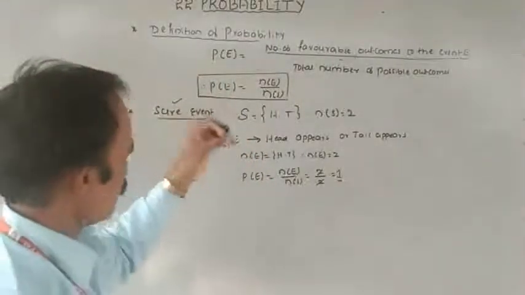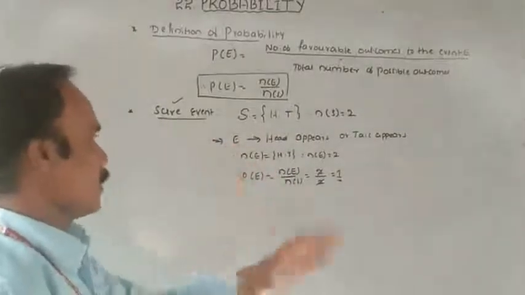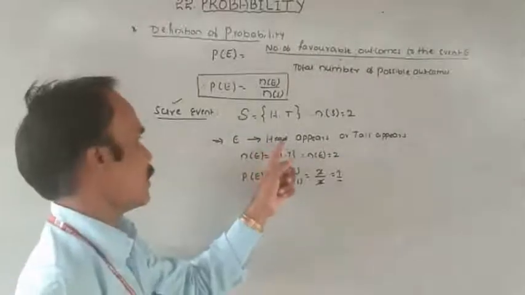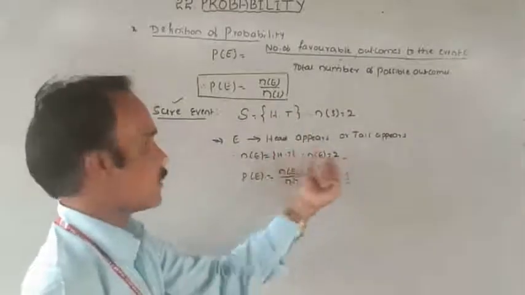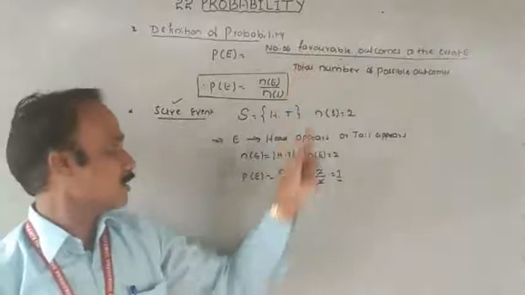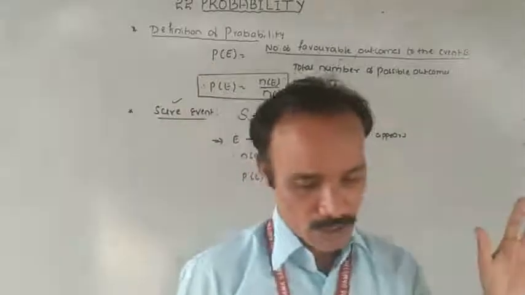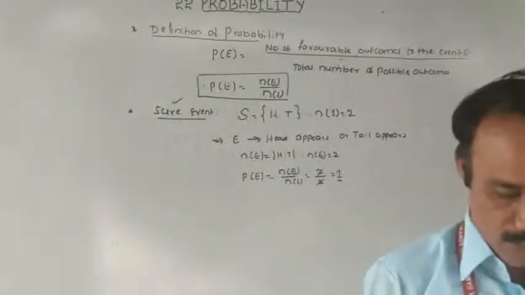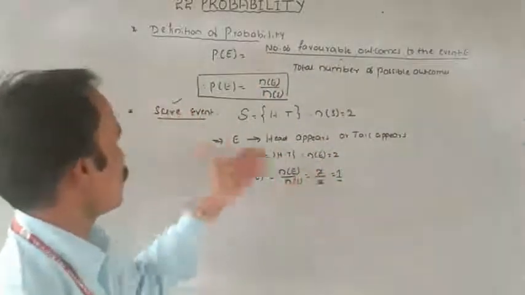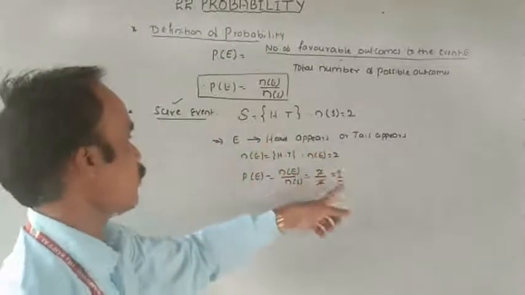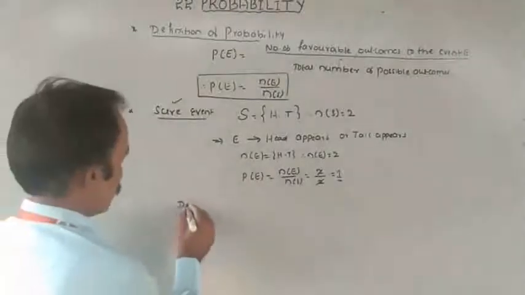Why? Because compulsorily either head appears or tail appears. Anyone will get, no problem. Either head or tail, so the condition is head appears or tail appears. Once again you write H and T. Therefore N of E is equal to 2. P of E is equal to, by using the formula, N of E divided by N of S, 2 by 2, that is equal to 1. So what is the meaning of sure event? Sure event means an event which always happens. The probability of that event is always equal to 1, then it is called a sure event.